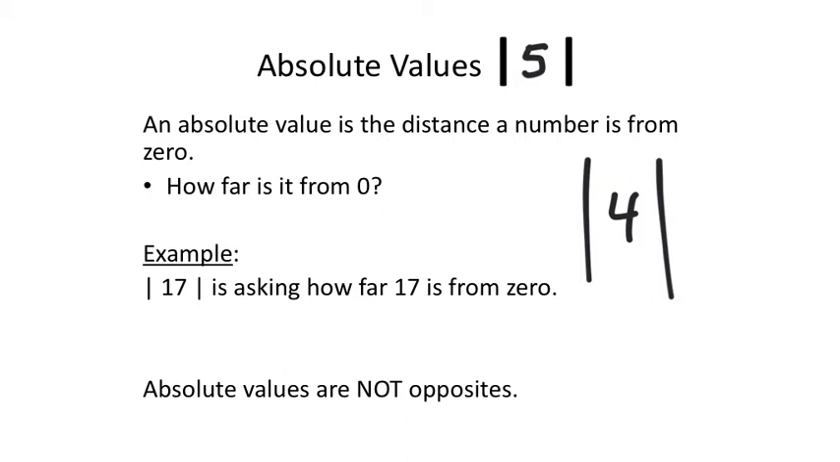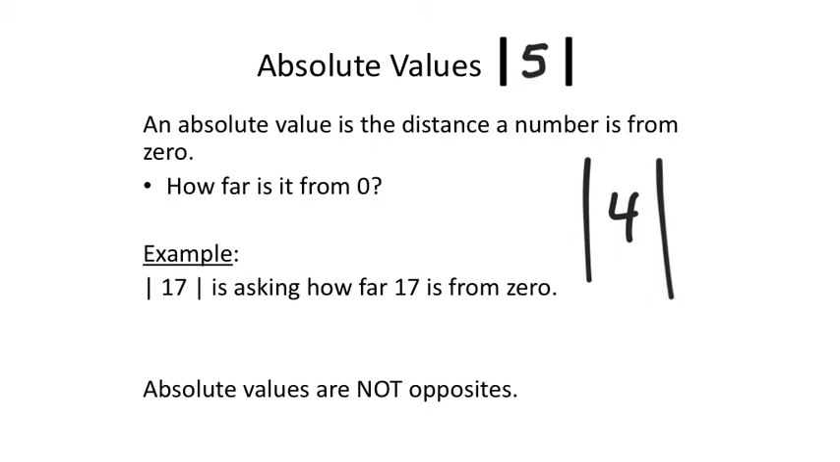So like in this example, it's saying, well, how far is 17 from 0, right? This is the absolute value of 17. Well, 17 is just 17 from 0. That's it. Okay, these are not opposites. Do not get this confused with opposites. That's the most common mistake we see when we start introducing negatives and absolute values like this.